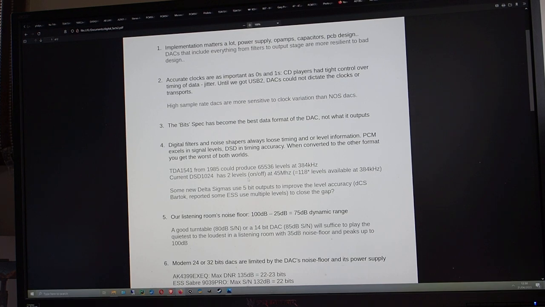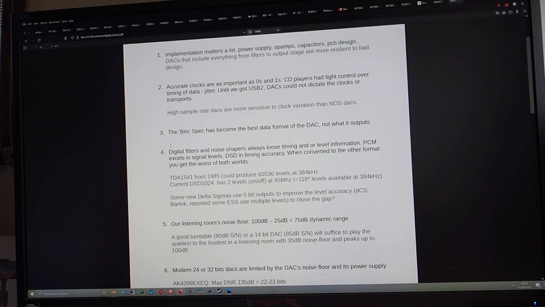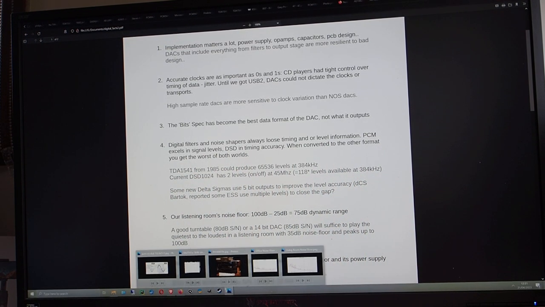Now, another thing that a lot of people don't understand is that digital filters and noise shapers always lose timing and or level information. PCM format excels in signal levels and DSD in timing accuracy. When you convert to both of them, bad news. So let's get into that.